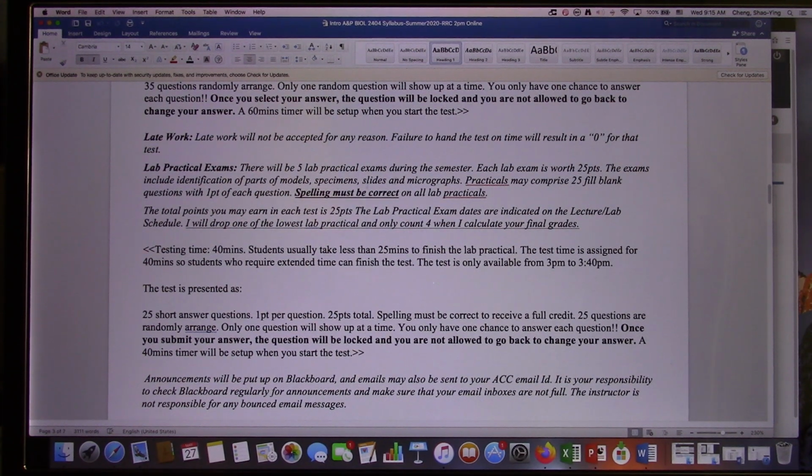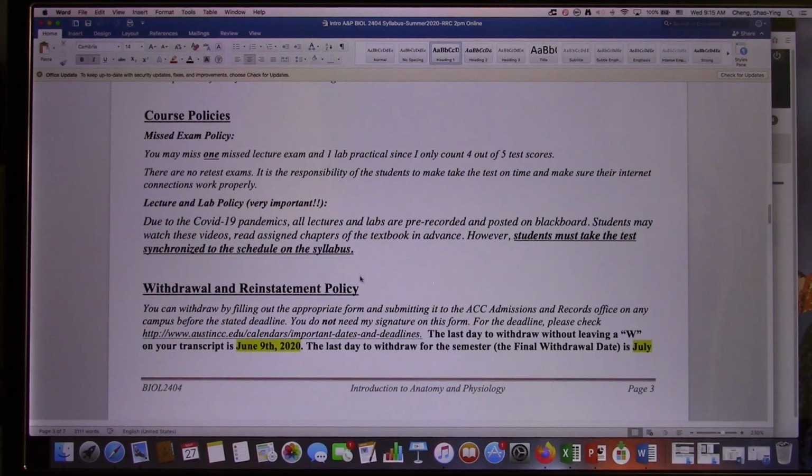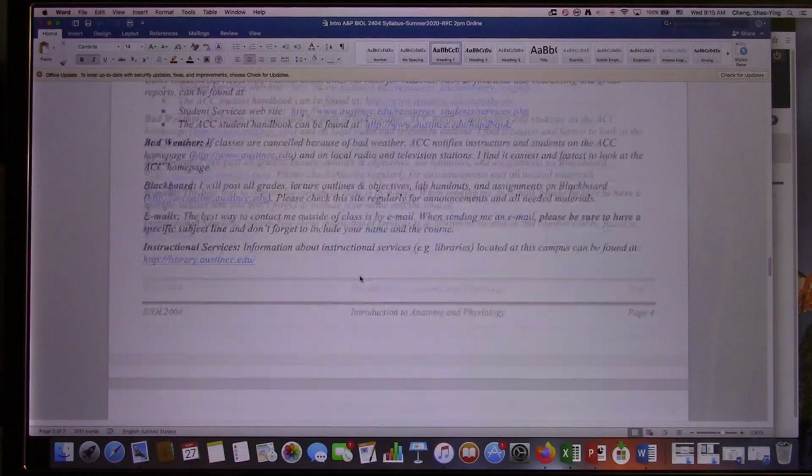For the lab practical, students usually take less than 1 minute for every question. So 25 minutes will be enough, but I make the time 40 minutes for the same reason, so students have enough time to finish. And it's the same, you only have one chance. You look at the question, you put down your best answer, and then the question will be locked. You are not allowed to go back and change your answer. And that's the test part. The rest of them, I'll leave to you.